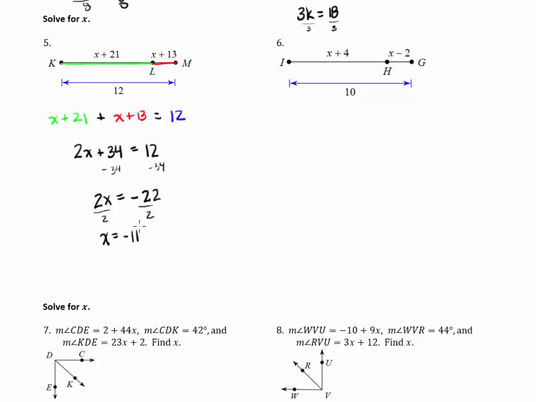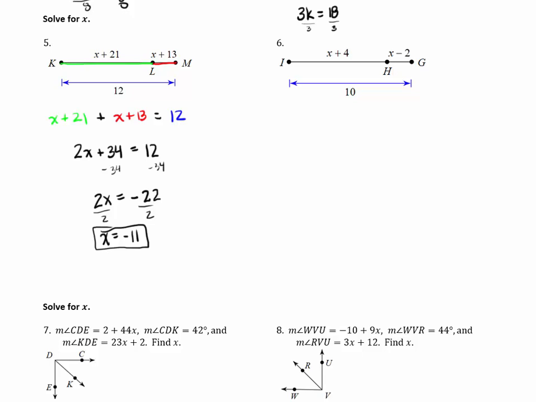We could check it if we wanted to. It's kind of weird that our x is negative. Remember, it doesn't have anything really to do with the lengths. It's just how to find the length of KL or LM. So if we plug in negative 11 up here, that's going to make this 10. Negative 11 plus 21, or think of it as 21 minus 11, is 10. Negative 11 plus 13 is 2. 10 plus 2 is 12. So that is the correct answer.